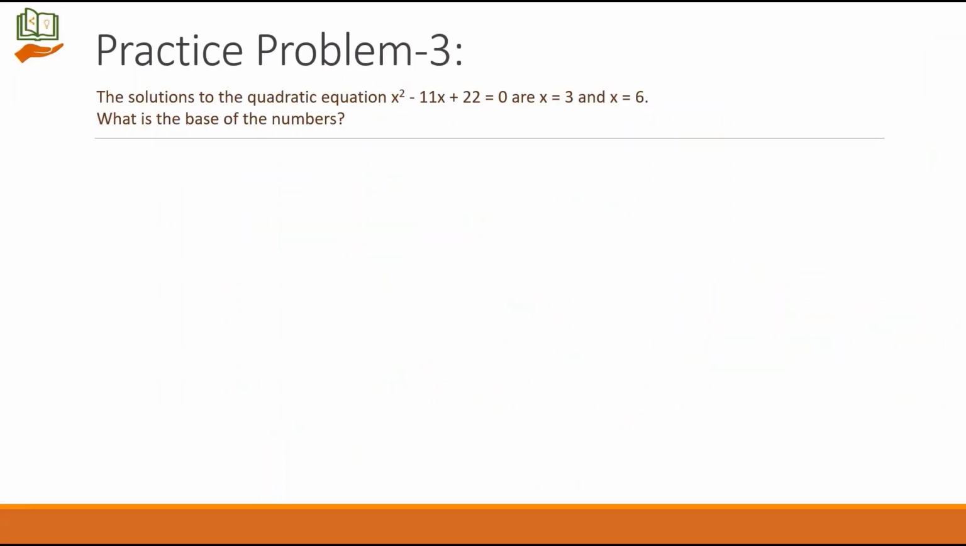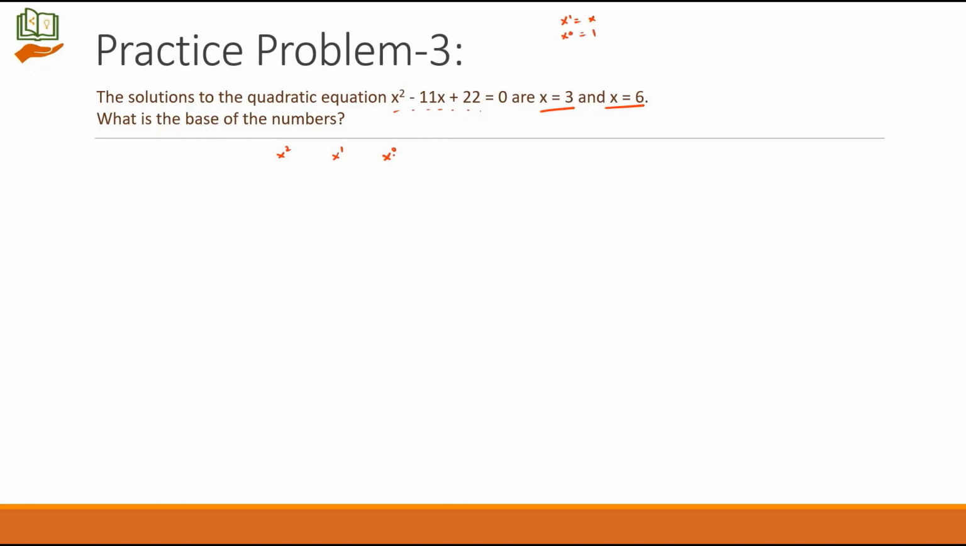The next question: the solutions to the quadratic equation x square minus 11x plus 22 is equal to 0 are x is equal to 3 and x is equal to 6. What is the base of the numbers? The values of x are given in the question. It means you have to work with the coefficients in order to find the base. How do you find the coefficients here? First we have to interpret this particular equation in the form of x power 0, x power 1 and x power 2. x power 1 can be taken as x and x power 0 can be taken as 1.